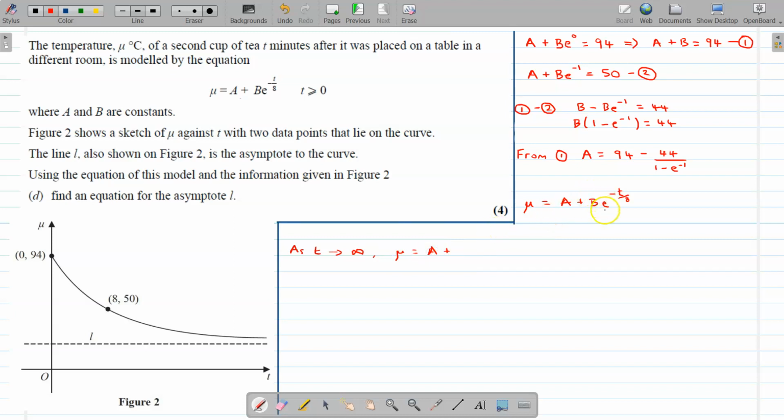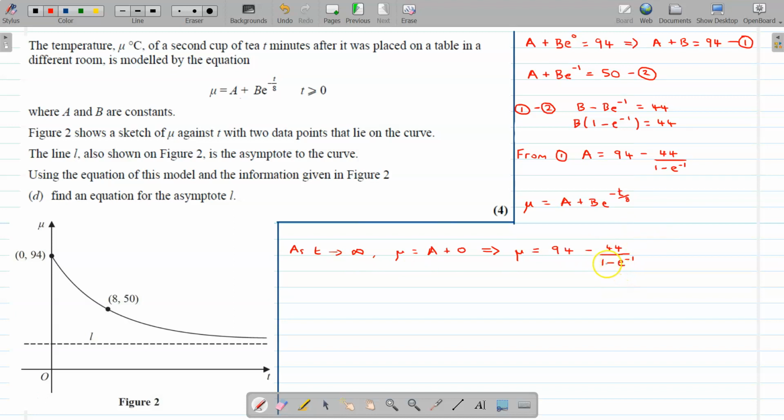plus, well, you see, as t gets to be a very large number, so minus a very big number over 8, then this approaches 0. So it just becomes A plus 0. Which implies that mu equals A, which is 94 minus 44 over 1 minus e to the minus 1. So that's where that comes from.